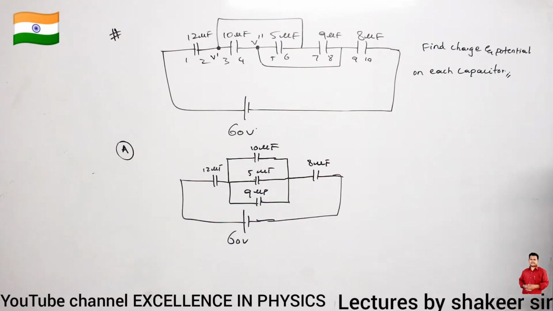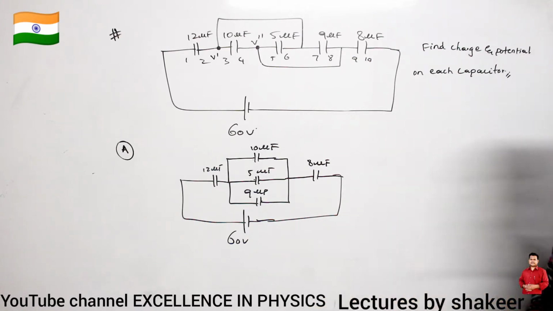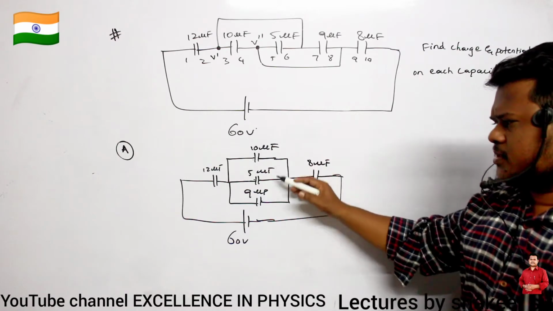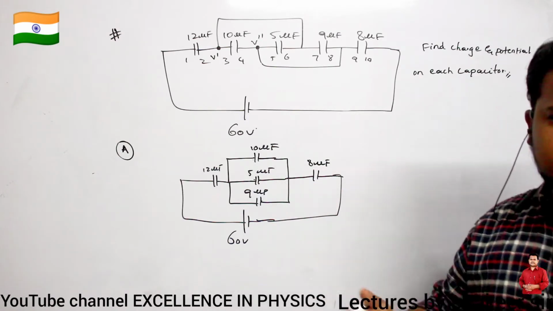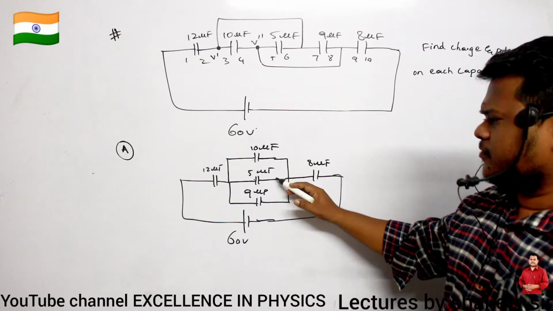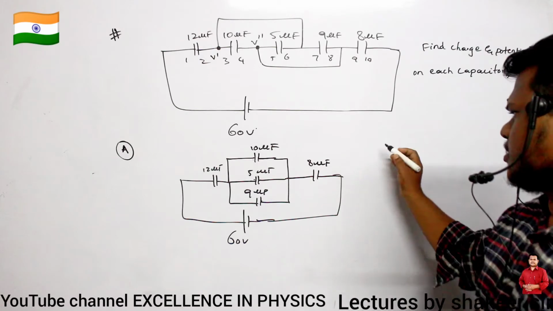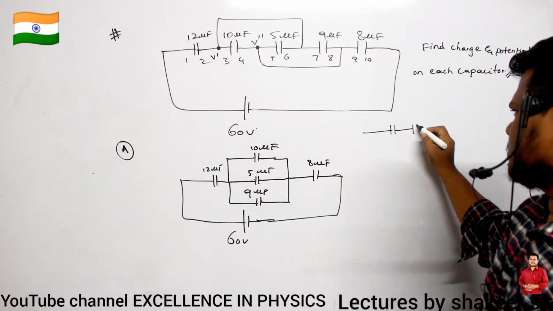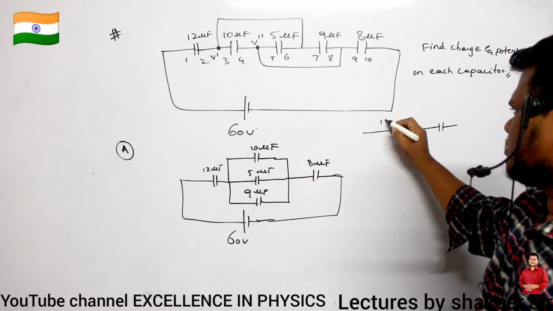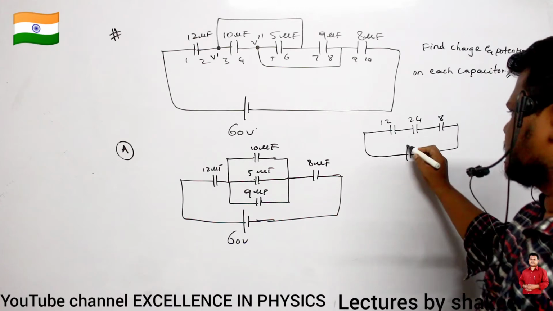First of all you do one thing. First of all you calculate the total equivalent capacitance. What is the total equivalent capacitance? These capacitors are connected in parallel, so directly you can add them. C equivalent is equal to C1 plus C2 plus C3. So 10 plus 5, 15. 15 plus 9 is how much? 24. So this circuit I can redraw like this also. This is a 12, this is a 24 and this is 8. So 12, 24 and 8 microfarads capacitors are connected to a battery of 60 volts.